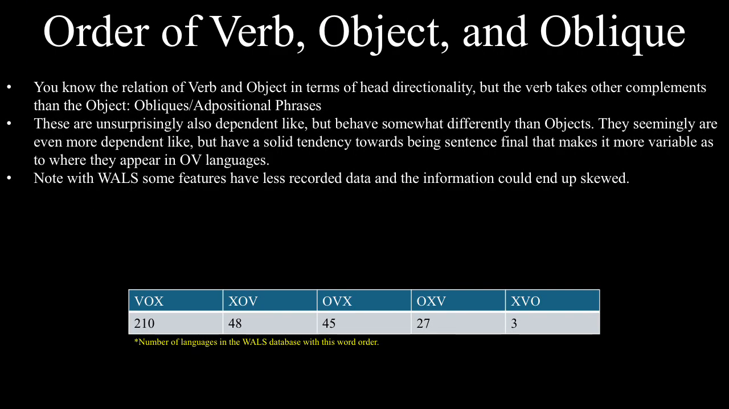Next, we have the order of verb, object, and oblique. Both objects and obliques are obviously very dependent-like. However, it seems like obliques tend to like being final and dislike occurring between the object and verb. Head initial languages seem to almost always be VOX, because it satisfies the oblique dependent-like and the final preference tendencies.